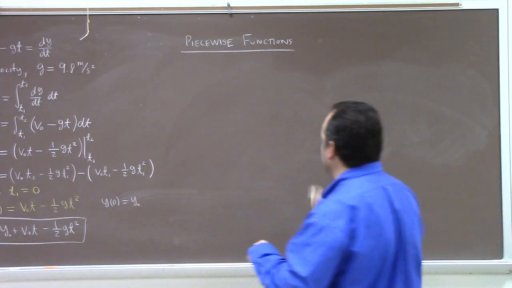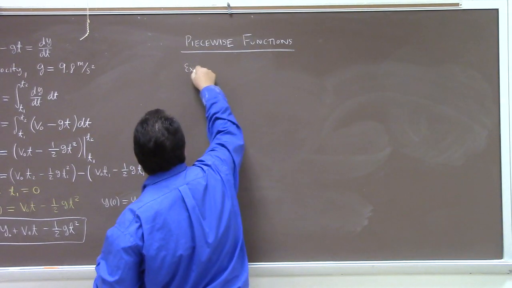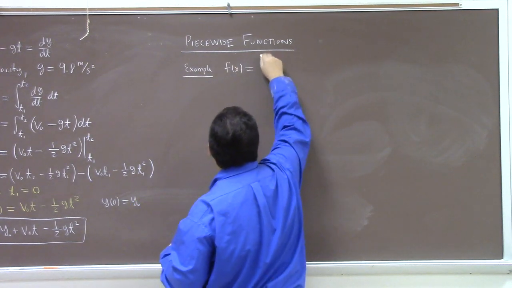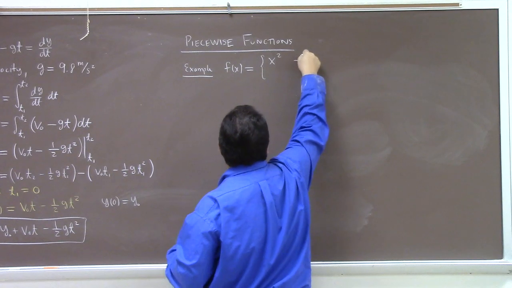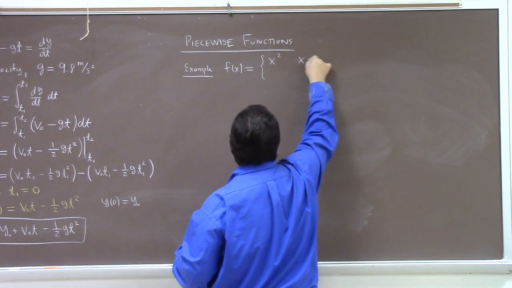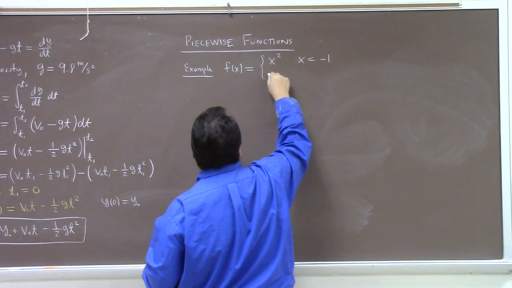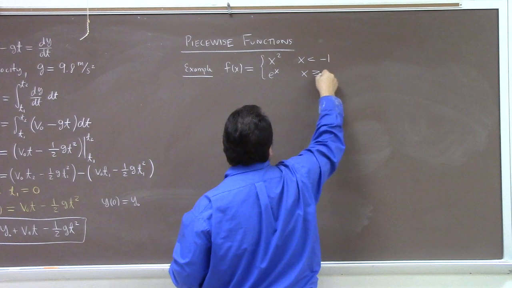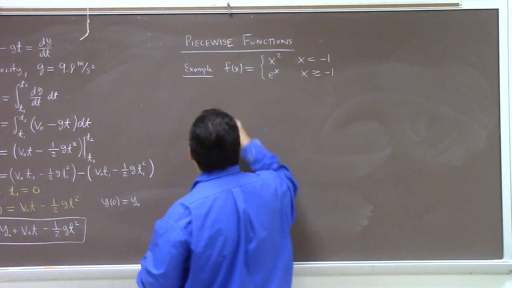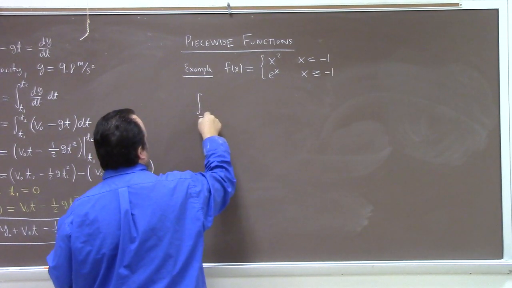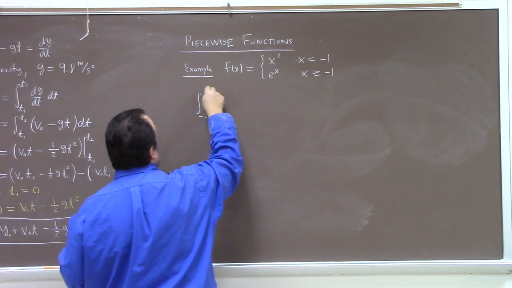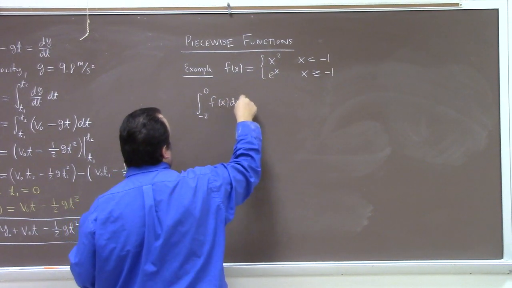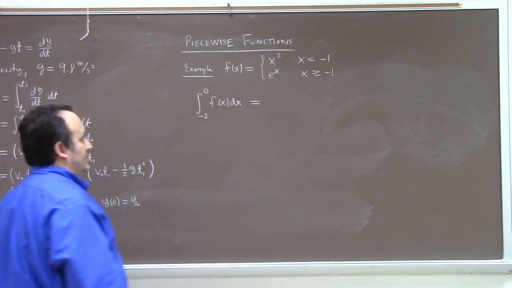So, example. If we had f of x equal to, let's say, x squared for x less than minus 1, and e to the x for x greater than or equal to minus 1, right? And you were asked to integrate, say, from minus 2 to 0, f of x dx, what would you do? How do you integrate something like that?